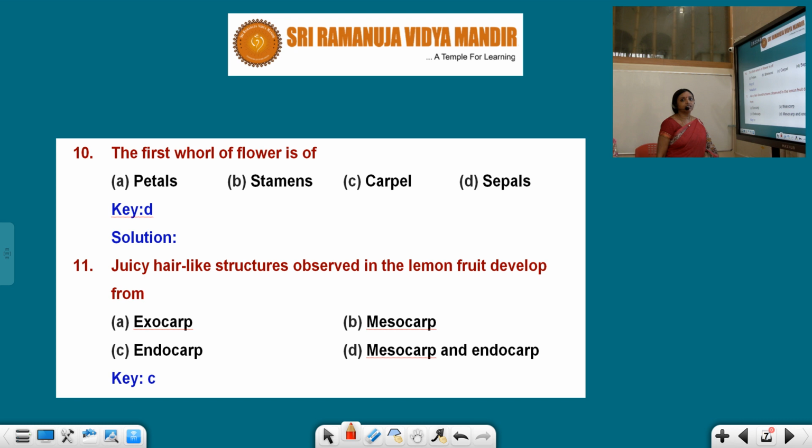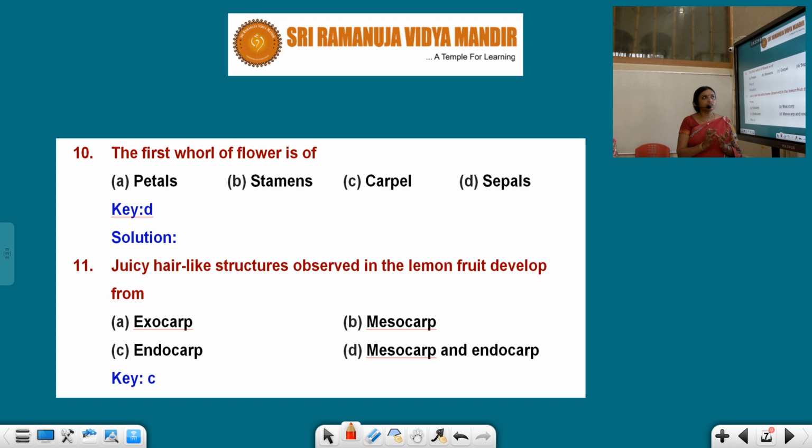All these parts, all these whorls, are present on the receptacle only, the thalamus, and the outermost whorl is called calyx. Individually it is called sepal, and sepal is green in color. And what is the function of sepal? That we know, because it is green in color and it protects the flower when it is in bud stage.